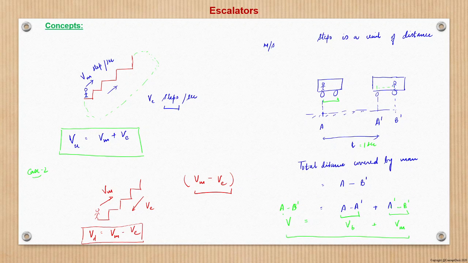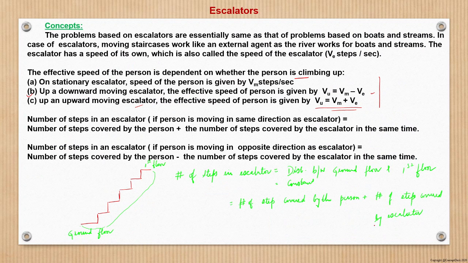Here, this relation represents the same thing. The total distance covered is equal to the distance covered by the bus plus the distance covered by the man. Now replace the bus by the escalator, and the man remains the man here. So this relation shows that the total distance covered is equal to the total distance covered by the person plus the total distance covered by the escalator. And here distance is represented by steps, which is the unit of distance in the case of escalators.